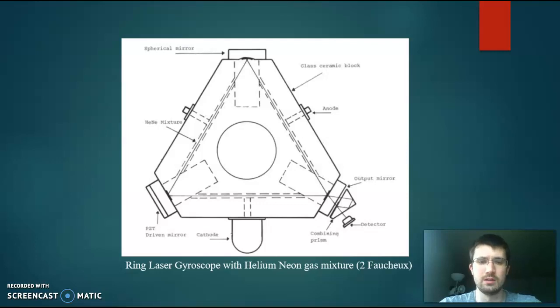This is a better diagram than the one before, of the buildup of a ring laser gyroscope. You can see the triangle feature. There are mirrors in all those corners, with the detector down at the bottom right, and that internal cavity is filled with this gas, and that's what produces the best quality laser.